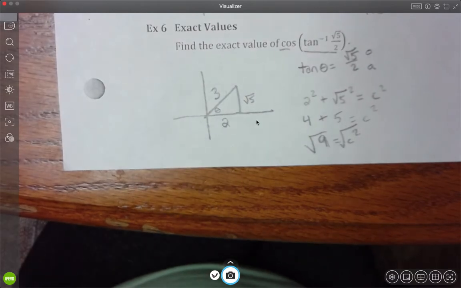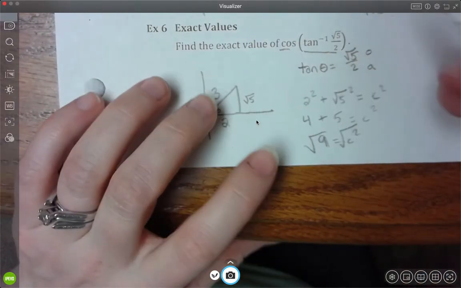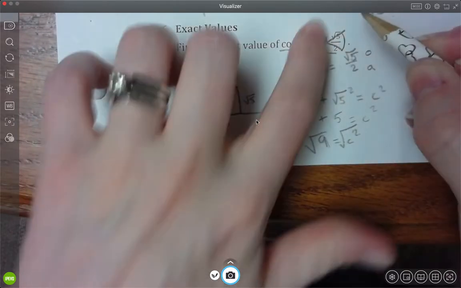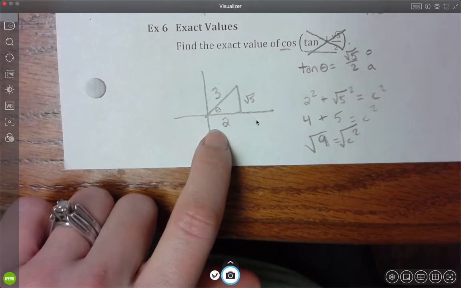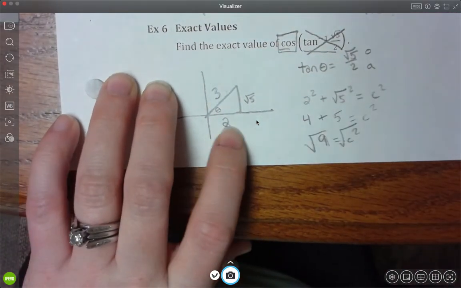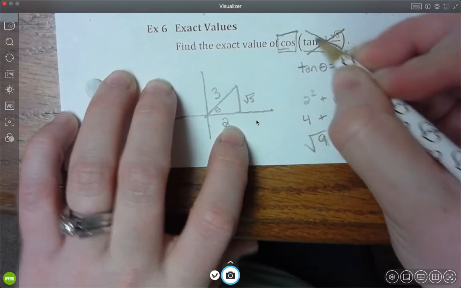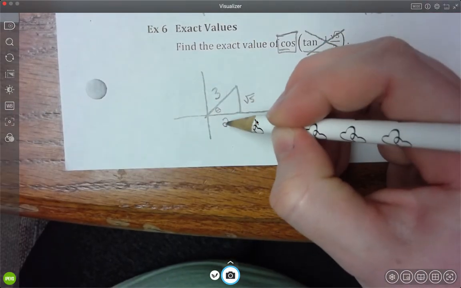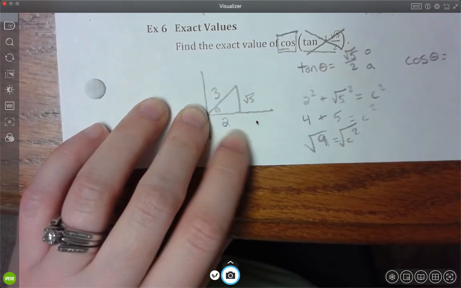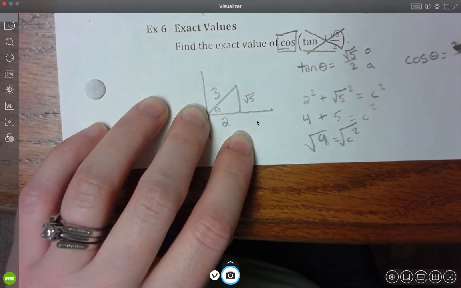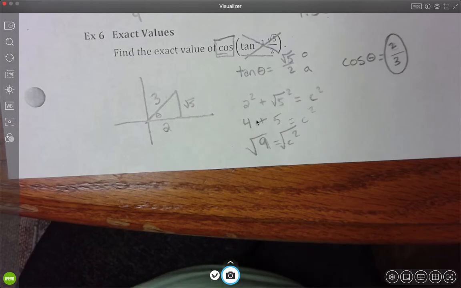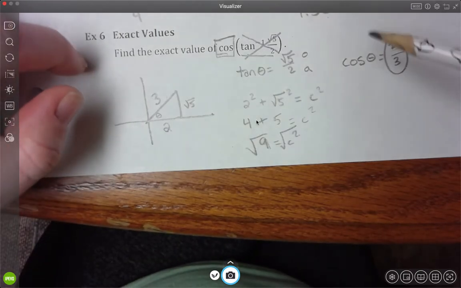So now that I have my figure drawn, inverse tangent of the square root of 5 over 2 allowed me to draw this triangle. And now from there, I want to find cosine of it, okay? So I'm going to do cosine of whatever angle that I have drawn. Cosine is adjacent over hypotenuse. So cosine of my angle theta is going to be 2/3, okay? That's what my final answer is going to look like. Adjacent over hypotenuse, 2/3. So I hope that made a little bit more sense than what example 4 did.